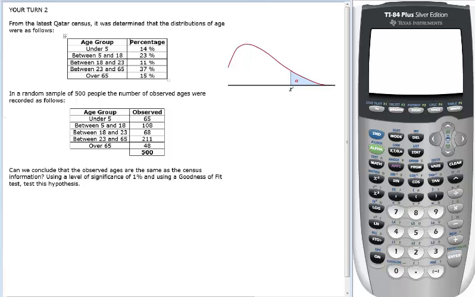And they took a random sample of 500 people, and the observed ages were as follows. Under 5, there were 65 people under 5. Between 5 and 18, 108 people, to a total of 500. Can we conclude that the observed ages are the same as the census information? Using a level of significance of 1%, using a goodness of fit test, test this hypothesis.